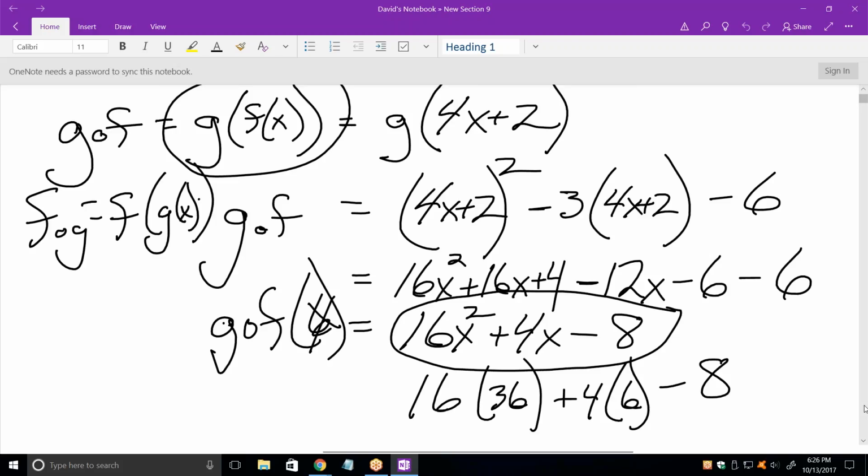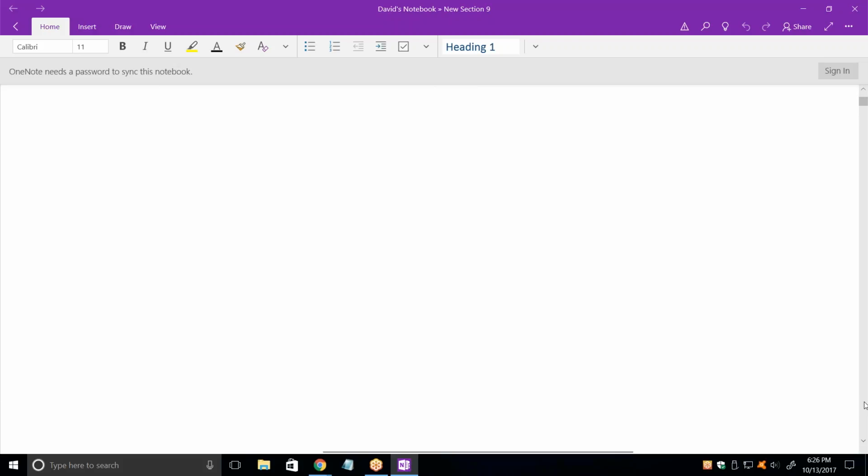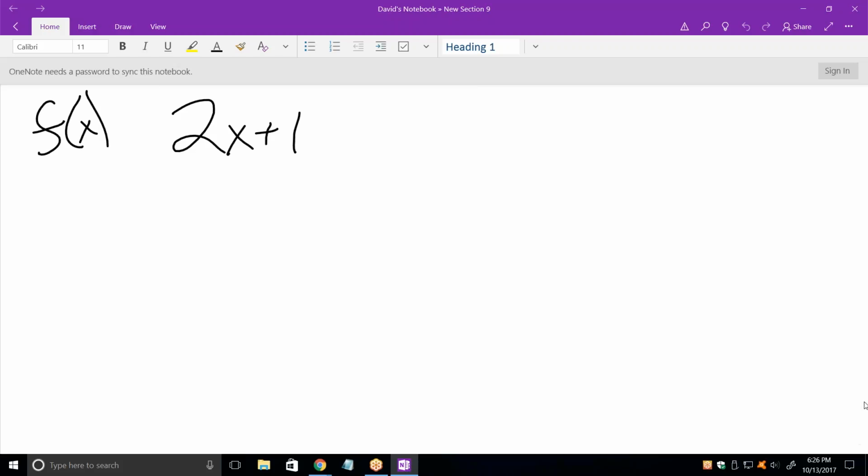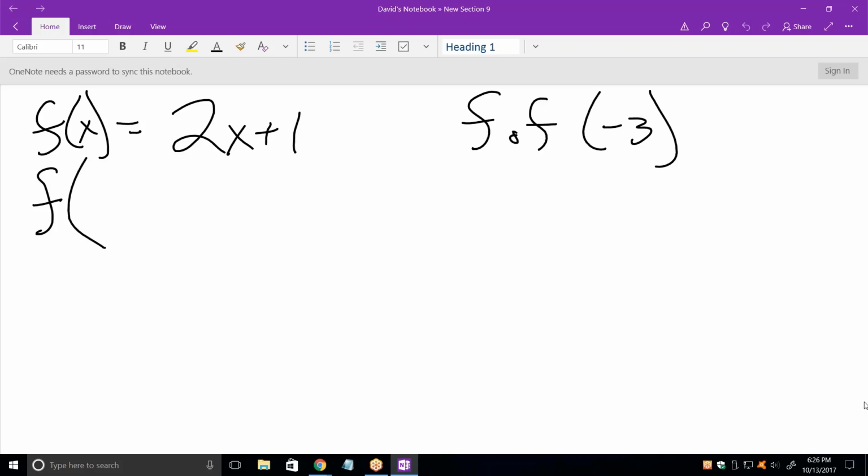Next one is, given that f of x equals 2x plus 1, find the f of f of negative 3. F of f, pretty much. Right, that's what I meant, of negative 3. Okay, so first of all, what do I want to put for x? What is f of x? So we put in 2x plus 1.